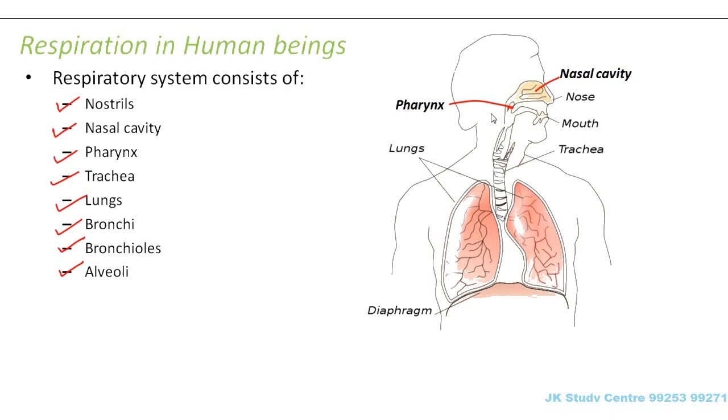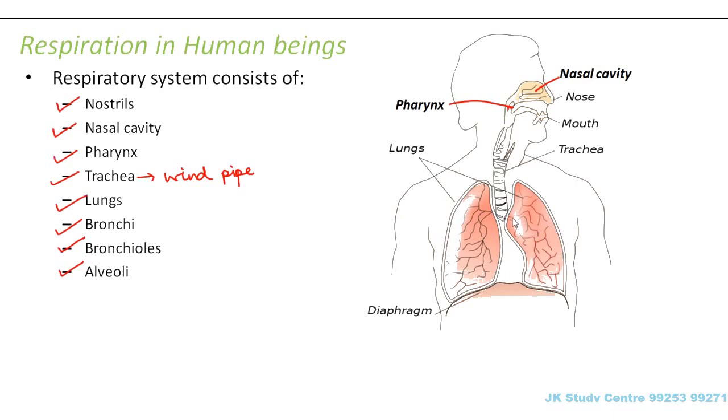So next is the trachea. Trachea is nothing but the wind pipe. Here you can see this is the trachea, a pipe-like structure. Now this trachea will go and reach the lungs. There are two lungs, a pair of lungs present, and this trachea will go and connect to both the lungs. Bronchi. What are bronchi?